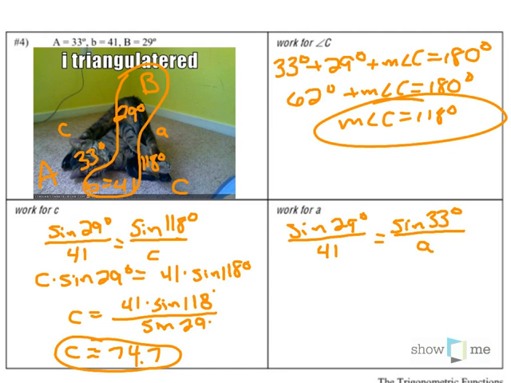To figure out side A, I'm going to multiply both sides by 41 and A again. On the left, it gives us A times sine of 29 degrees. On the right, we get 41 times sine of 33 degrees. If we divide both sides by sine of 29 to separate it from the times A, we get the following.